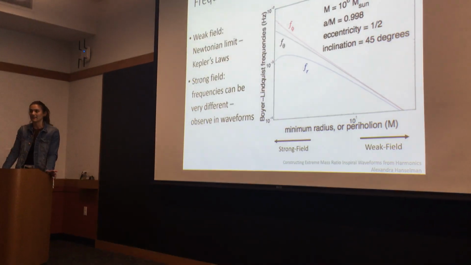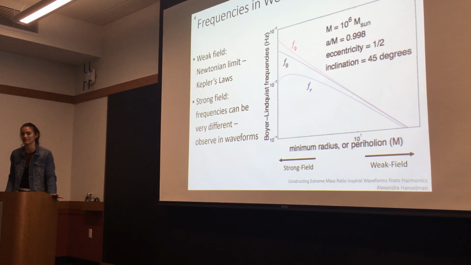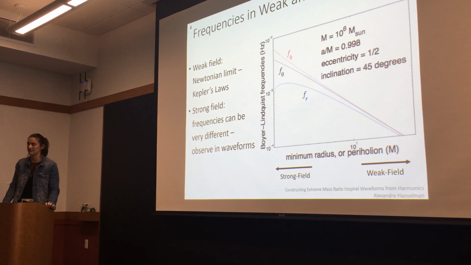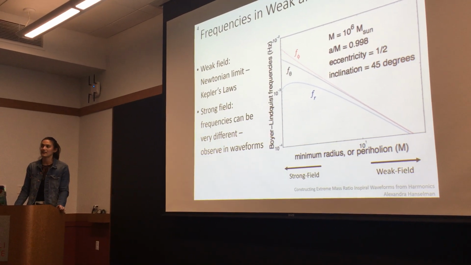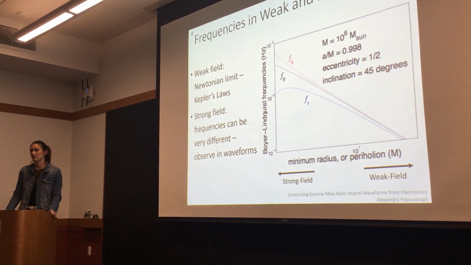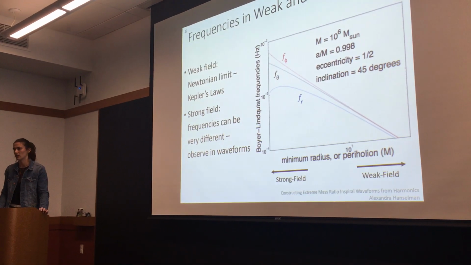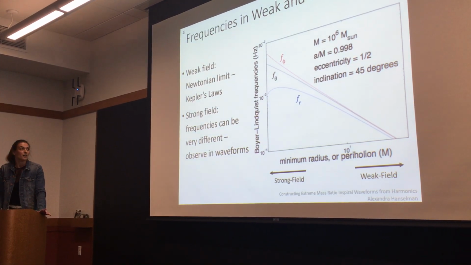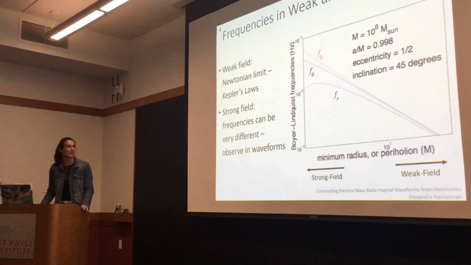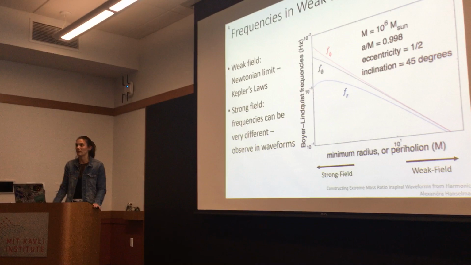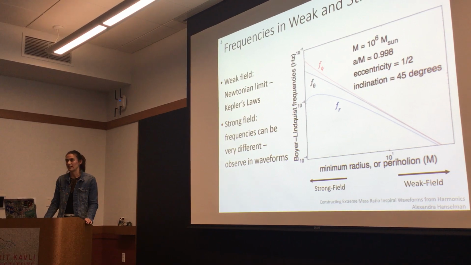And talking more about the frequencies, we see in this graph here that far away from the black hole in the weak field approximation, all 3 of the orbital frequencies are constant, so they approach the same value. There's no difference between them. This is the Newtonian limit and what we see in Kepler's laws, which say that orbits form closed ellipses. So you can only start and end at the same point if all 3 frequencies are the same. But we see that in the strong field regime, so close to the black hole, these frequencies diverge from each other and can be quite different. And this is what we want to observe because that is where we get the most interesting and rich waveforms.